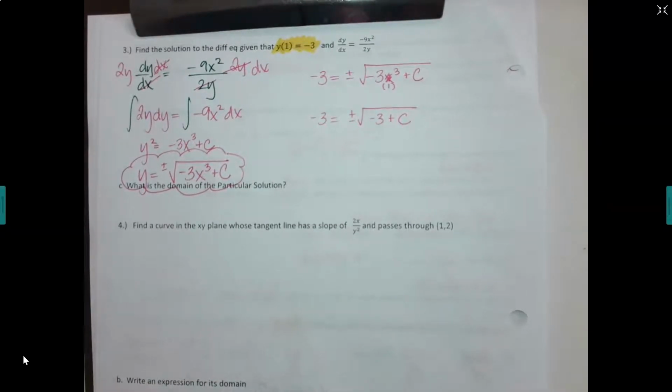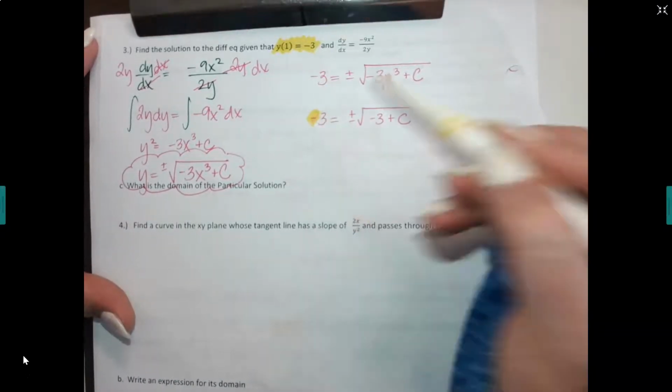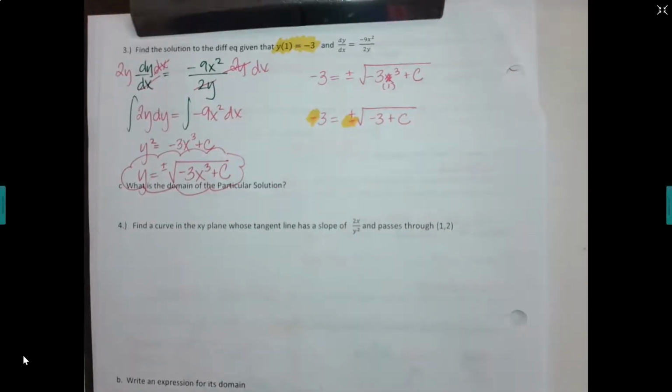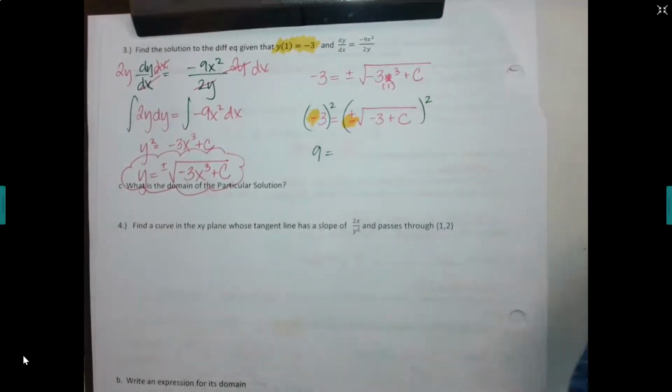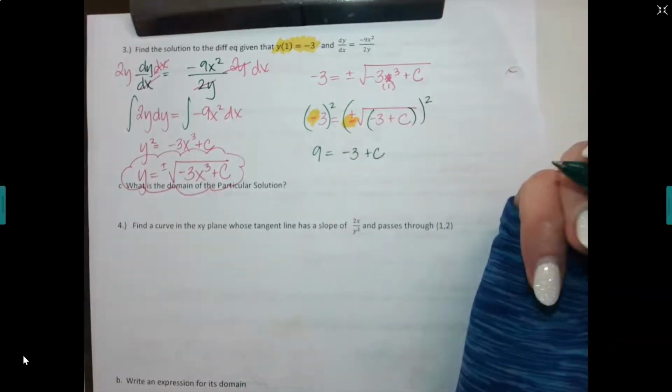What do I do next before I square both sides? Choose a sign. If I have a negative on this side, I know I want a negative on that side, and then I can square both sides. What's negative 3 when I square it? Okay, and then what's negative root when I square it? Just the middle of the root, negative 3 plus c.